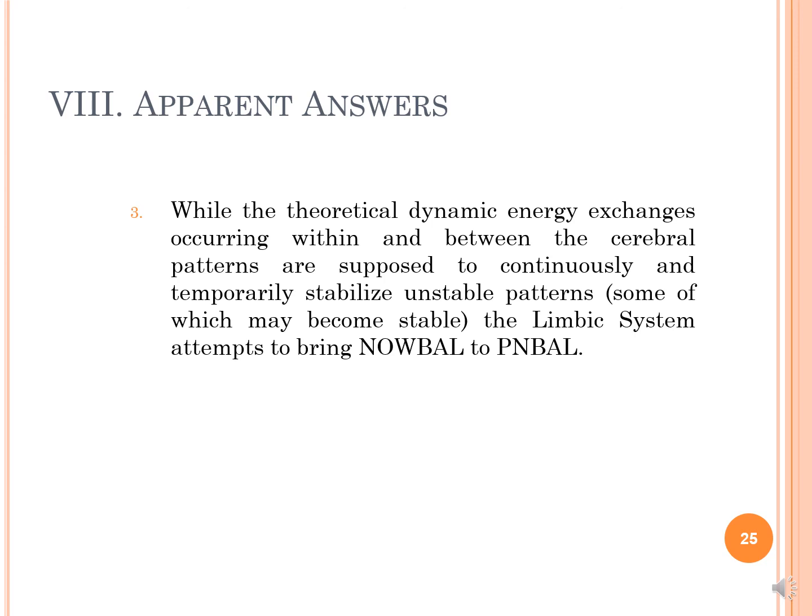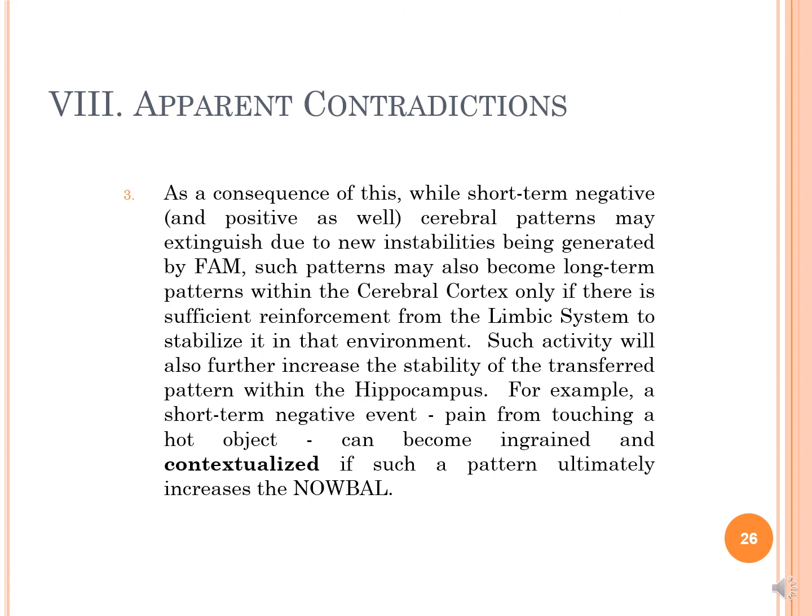As a consequence of this, while short-term negative as well as positive cerebral patterns may extinguish due to new instability being generated by the frequency amplitude modulation through V1B, such patterns may also become long-term patterns within the cerebral cortex only if there is sufficient reinforcement from the limbic system to stabilize it in that environment. Such activity will also further increase the stability of the transferred patterns within the hippocampus. For example, a short-term negative event, pain from touching a hot object, can become ingrained and contextualized if such a pattern ultimately increases the non-optimal once baseline activity level.